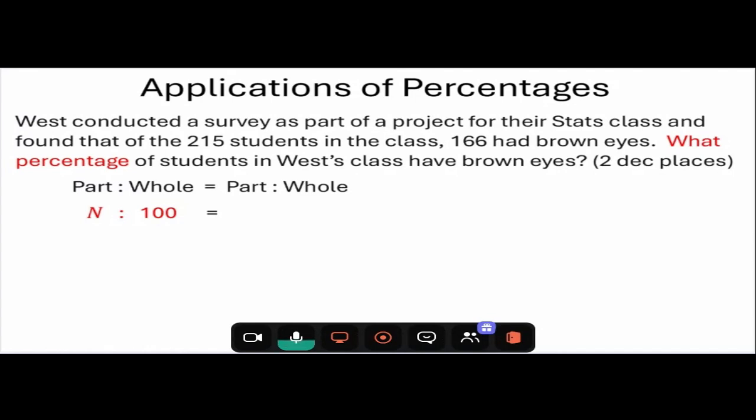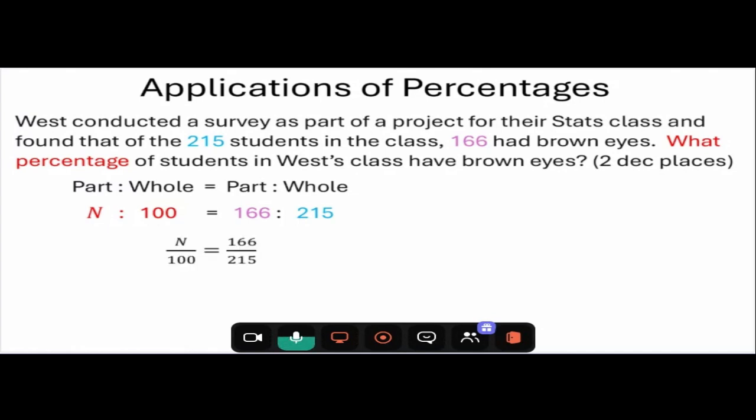Now we want the part and the whole. Well, I think this one's not too bad. Of the 215 students, that sounds to me like the total number of students, the whole. Some of them, exactly 166, that's the part. So identify those two numbers as the whole, all of the students in the class, and the part, the ones that had brown eyes. So there is your ratio set up.